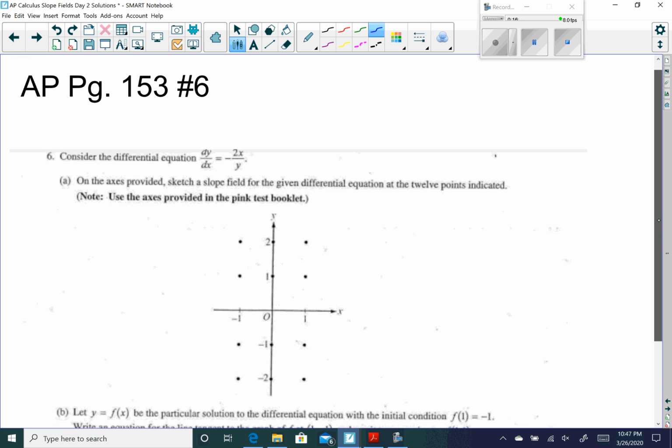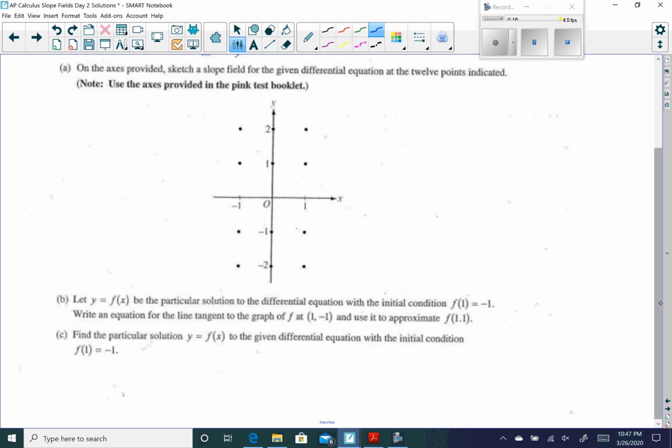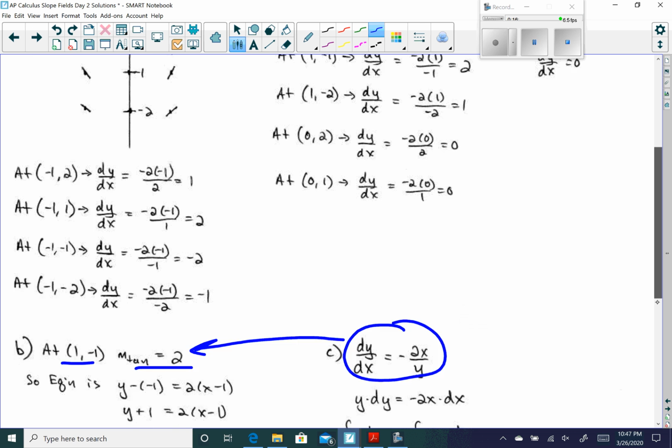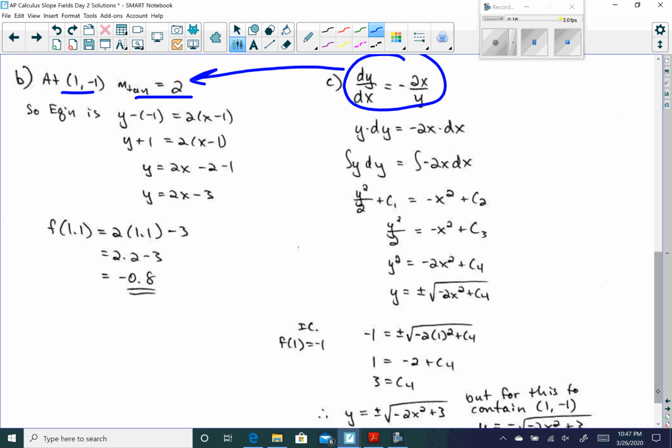All right, and then for part C, we actually want to solve the differential equation for the initial condition f of 1 is equal to -1. All right, so we start here. We definitely want to use separation of variables, multiply both sides by y and then by dx. Take the integral of each side, so we're going to get a y squared over 2 plus 1 constant equals a -x squared plus a second constant.